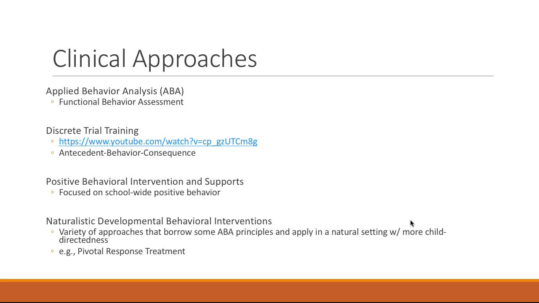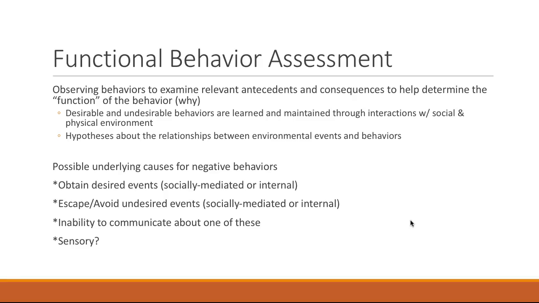A key aspect of ABA is conducting a functional behavior assessment. In a functional behavior assessment, you observe behaviors to examine relevant antecedents and consequences to help determine the quote-unquote function, or the why, of the behavior. It stems from the idea that both desirable and undesirable behaviors are learned and maintained through interactions with one's social and physical environment.